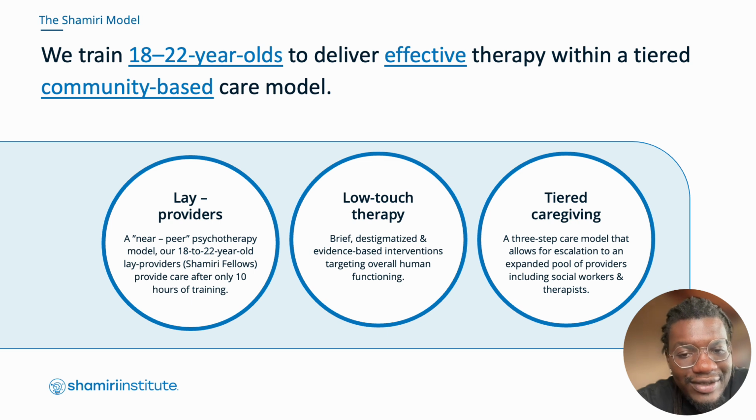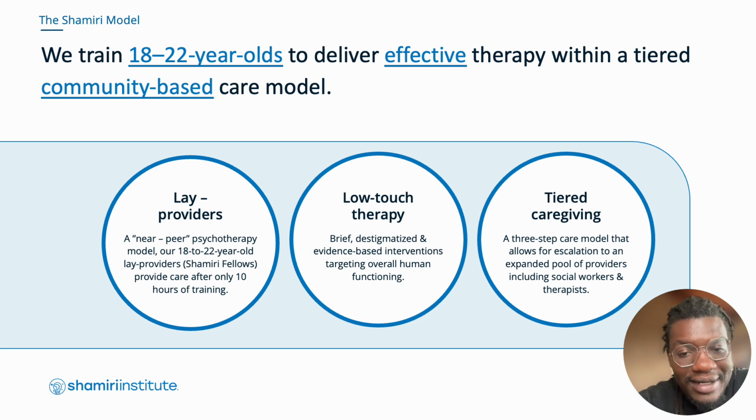After these 10 hours of training, in addition to weekly supervision, they are capable of delivering what we call low-touch interventions, which are brief, destigmatized, and evidence-based interventions, which rather than targeting psychopathology, tend to target overall human functioning. An example is the growth mindset intervention, which tells young people that they can grow and that their attributes are not fixed but can be improved through effort. Another example is gratitude interventions, which ask young people to notice the small things happening in their lives and to practice gratitude.